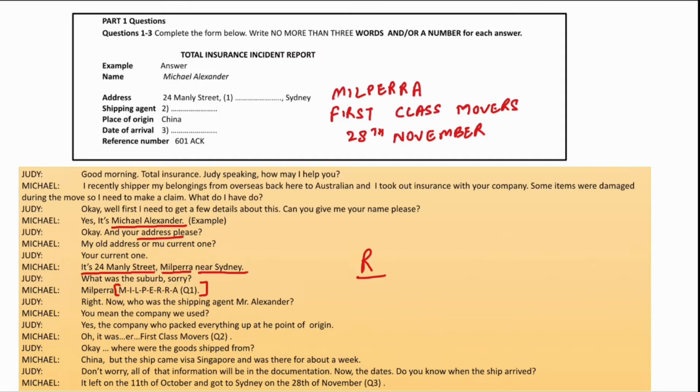So you need to clarify this thing when you do a lot of practice of different accents, and then you can get to know that yes, some words are pronounced differently when they are said by the speaker. For example, if I talk about H, you will hear this word in a different accent as well. This kind of difference you will find in accent, and this will come to you with a lot of practice. Then for the second question, the name was asked for the shipping agent to Michael. Then he said that it is First Class Movers. So this is your question number two.